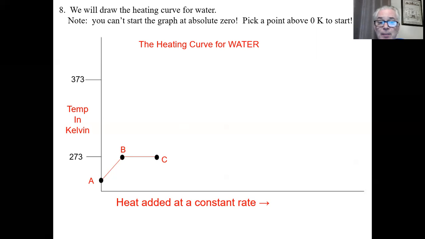And once the substance, in this case it's water, is all liquid and we continue to add heat at a constant rate, the temperature will go up. And so at point C, when it's all liquid, as we add heat at a constant rate, the temperature goes up and up and up, and it goes all the way up till that other special temperature. And that special temperature for water, called the boiling point, is 373 Kelvin.